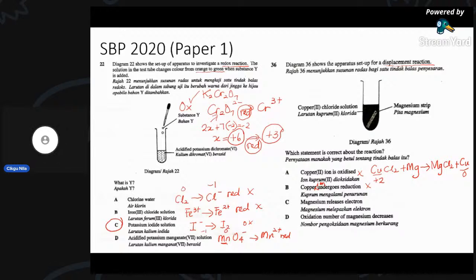C. Magnesium releases electrons. So if this is reduction, then oxidation means what?